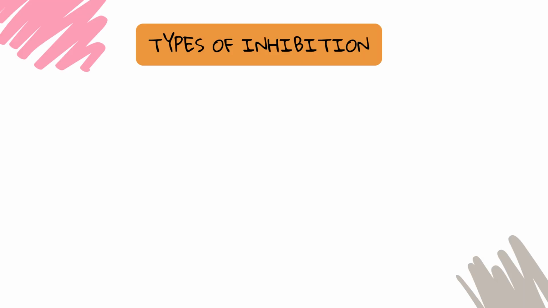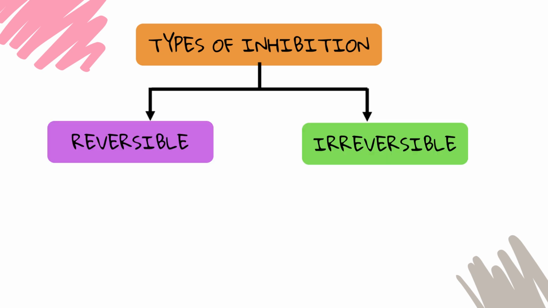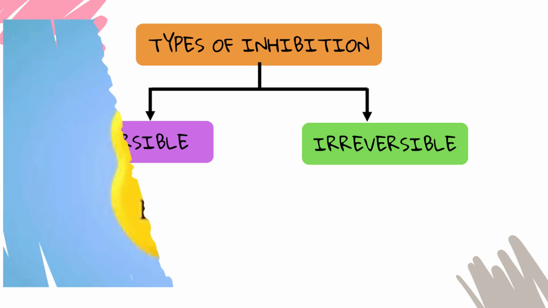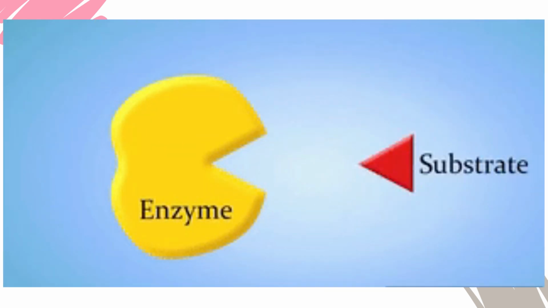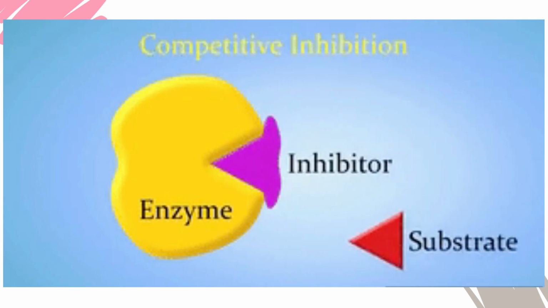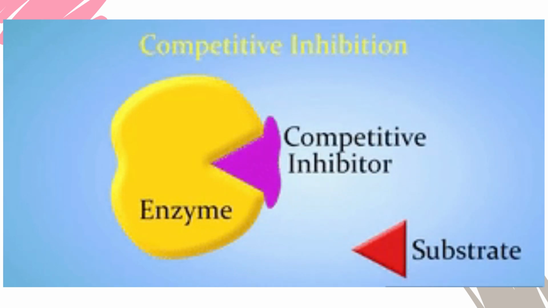First, I will briefly explain enzyme inhibition. Enzyme inhibition happens when a substance interferes with the enzyme's ability to catalyze a reaction. There are two categories: reversible and irreversible. Reversible inhibition happens when the inhibitor binds loosely and temporarily to the enzyme. The activity of the enzyme is restored to normal when the inhibitor is removed.